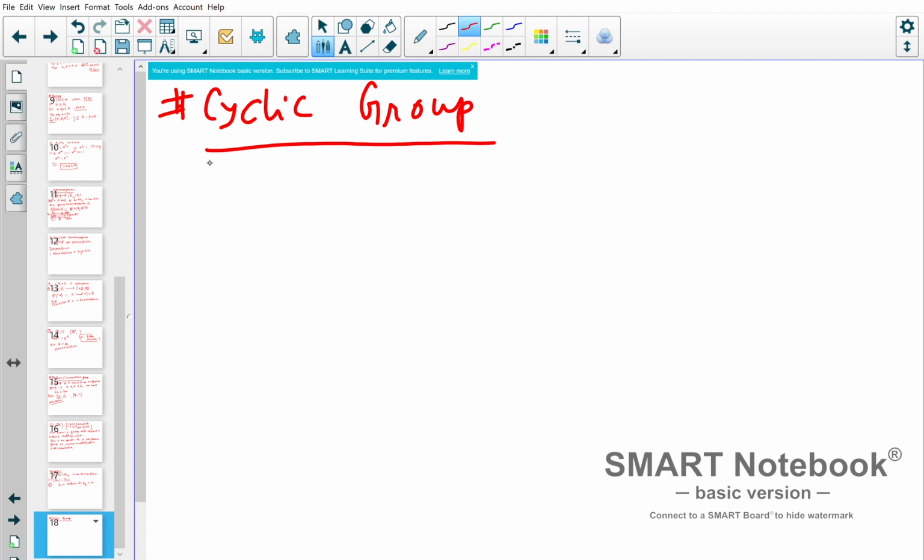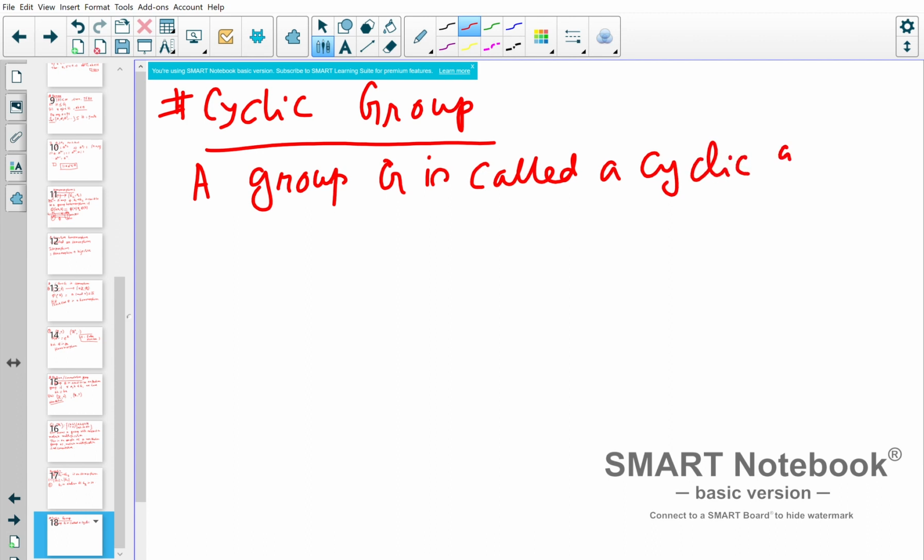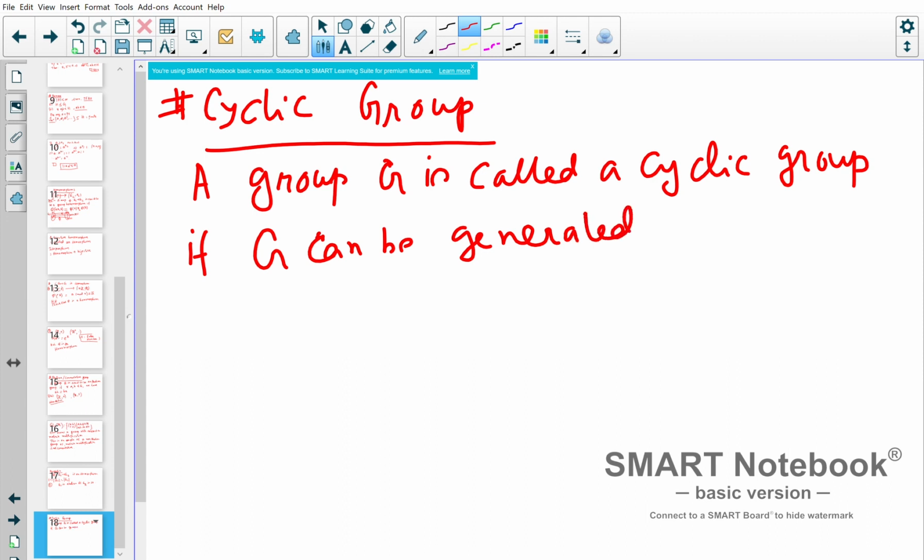So a group G is called a cyclic group if G can be generated by a single element. So what does that mean?